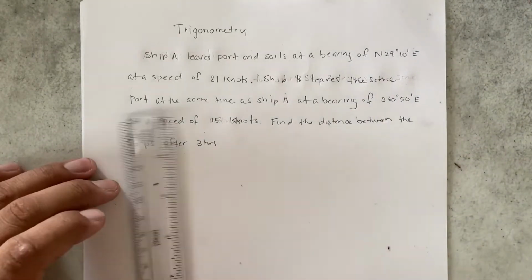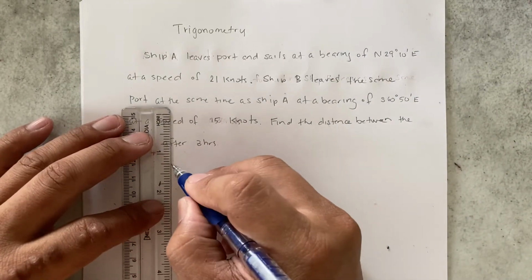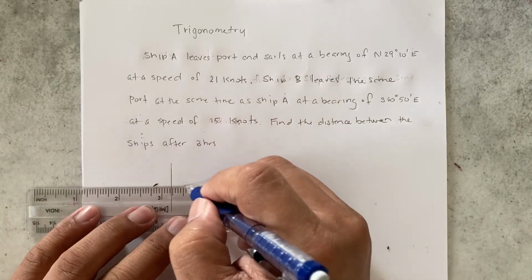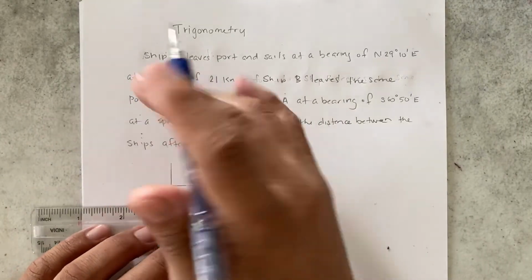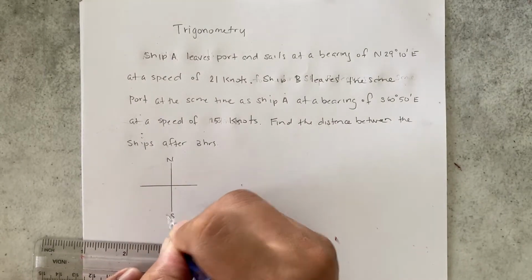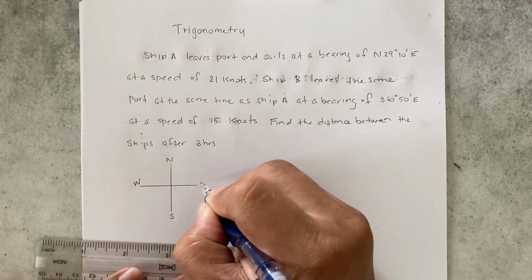So let's draw the north-south-east line for this one. Okay, so that's the first thing you have to do. Similar to the XY coordinate plane, I'm thinking north, south, west, and east.